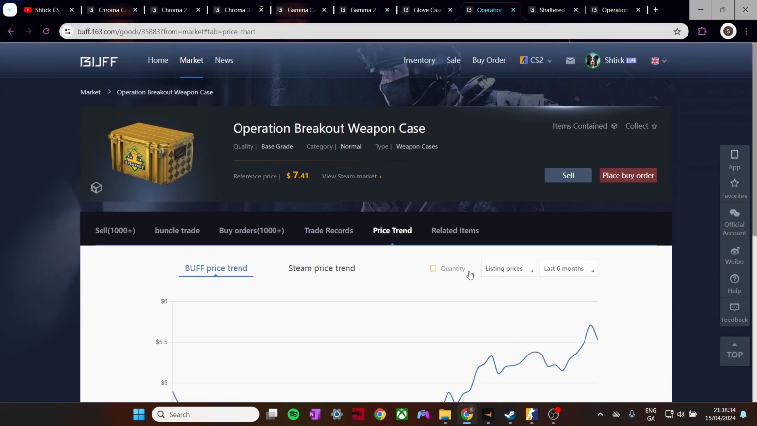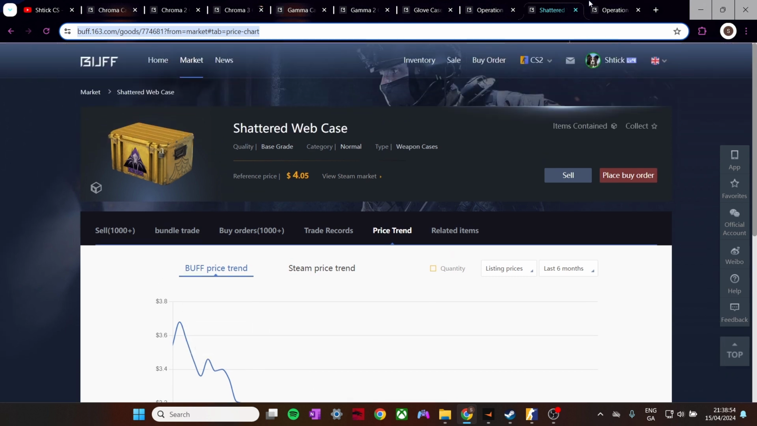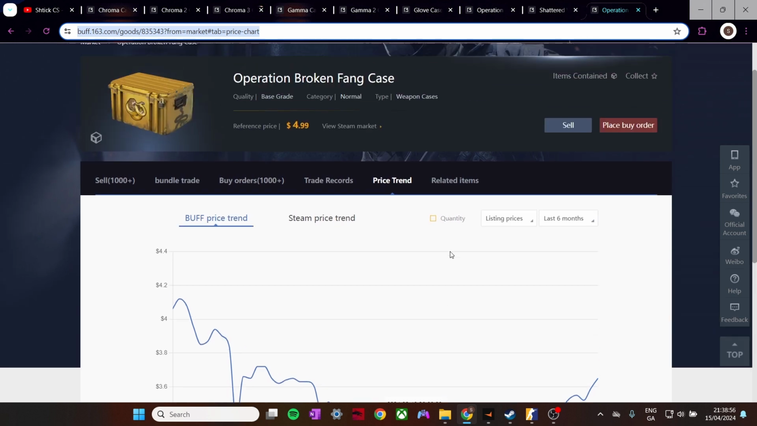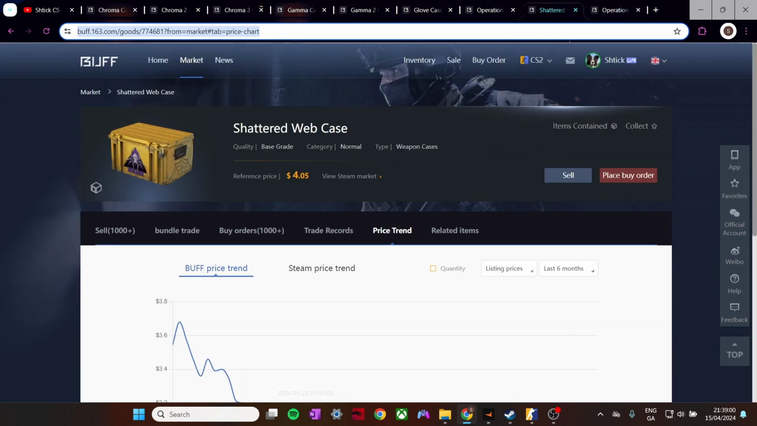And not all cases are up just yet. So a lot of cases are a little bit stagnant at the moment. One example is Operation cases. So 6 months ago, the Operation Shattered Web case was $3.68 and now it's about $2.93. It has gone up recently, but it hasn't really matched its previous peak 6 months ago. So I'd recommend looking at some of these cases, like the Broken Fang case as well. This is starting to pick up steam, the Shattered Web case.